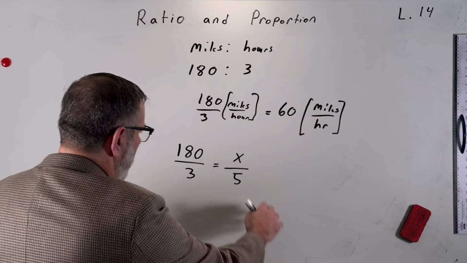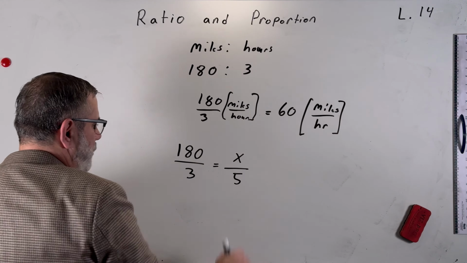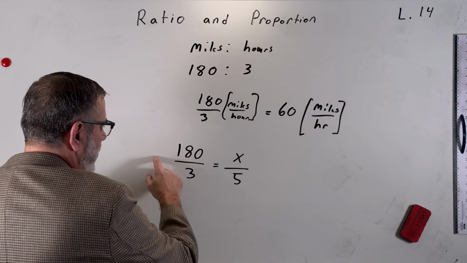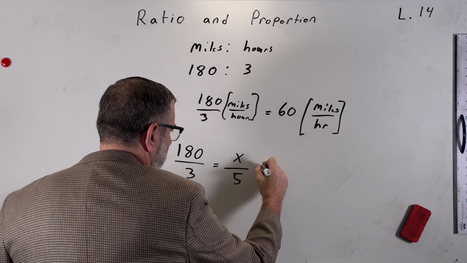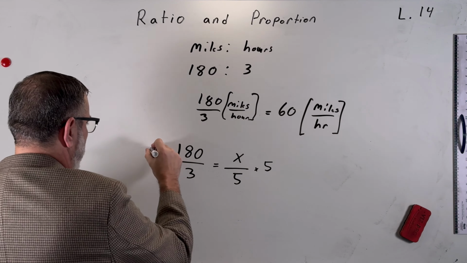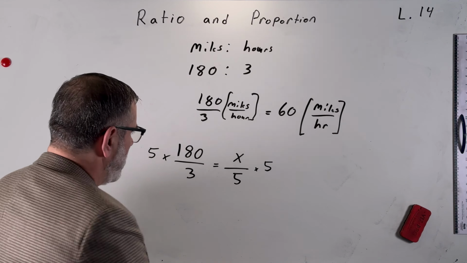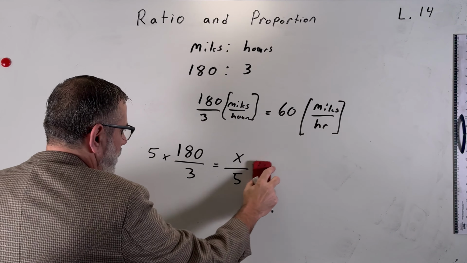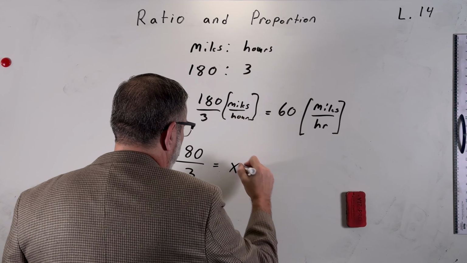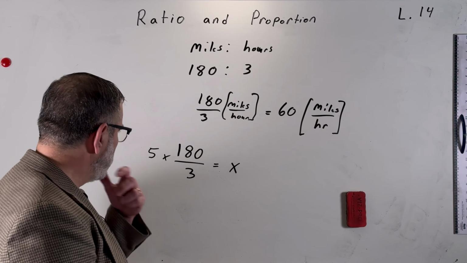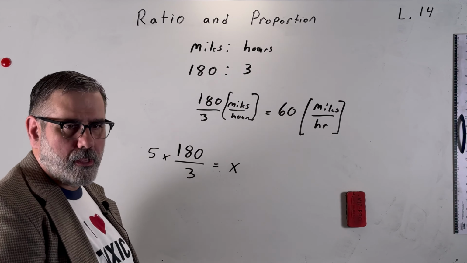So, solving for x, we multiply both sides of the equation by 5. Doing so on the right basically cancels the 5 in the denominator through the cancellation or the key fraction rule. And that gives me x all by itself over here on the other side of the equation. So I have that x is equal to 5 times 180 divided by 3.